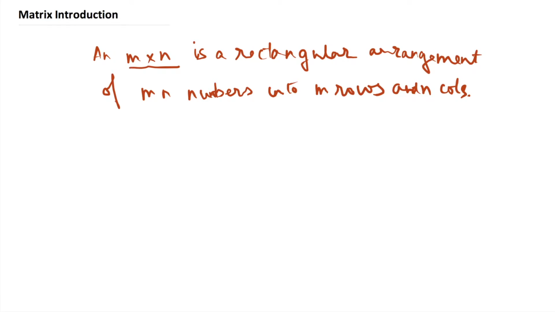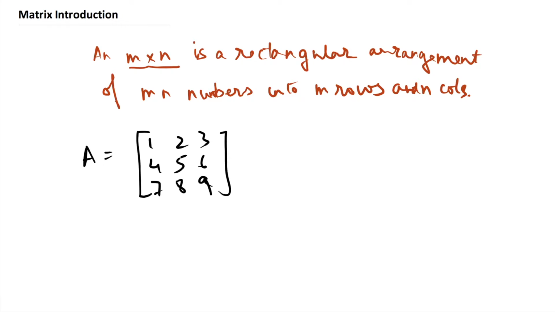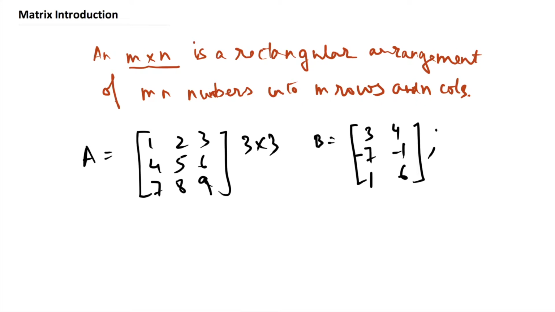So let's take the example of a matrix A, which is, let's say, 1 2 3 4 5 6 7 8 9. So this is a 3 by 3 matrix because this has got 3 rows and 3 columns. All right, let's take the example of another matrix B, and say matrix B is 3 4 minus 7 minus 1 1 6. Now this is an example of a 3 by 2 matrix because this has got 3 rows and 2 columns. All right.